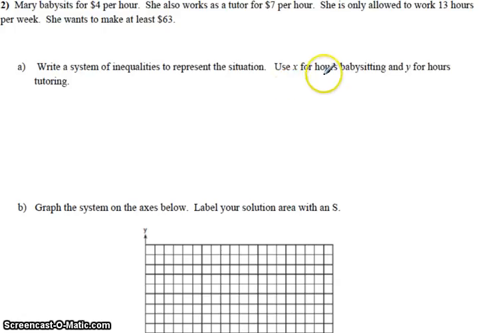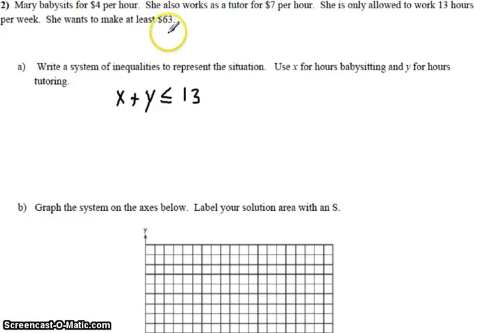Use X for babysitting and Y for hours tutoring. So I'm going to start with the 13 hours per week. Well, she's got these 2 jobs. Then if I combine the hours, the X plus the Y, she can work only 13. She could work 13, but no more than that, so it's going to be less than or equal to.